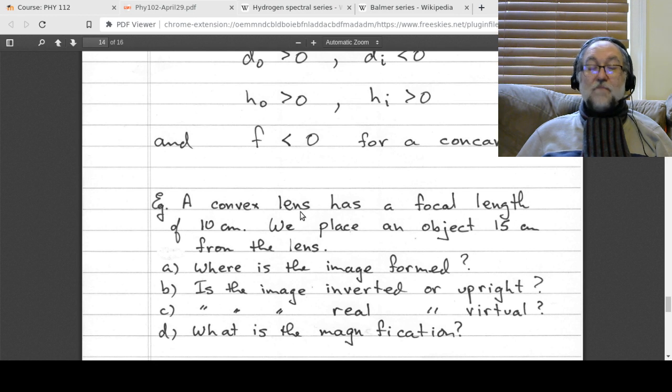So here's an example. A convex lens has a focal length of 10 centimeters. We place an object 15 centimeters from the lens, and we want to know, where is the image formed?